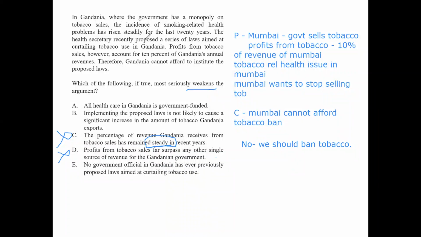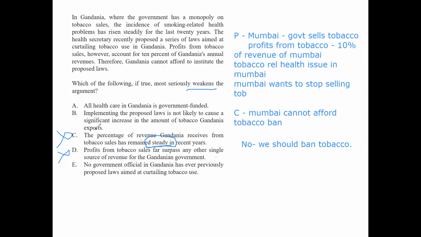Okay, so it's probably B then, because if we are implementing laws, then the amount of money that's coming in via exports also does not change. Implementing the proposed laws is not likely to cause a significant increase in the amount of tobacco exports. So what is the logic behind that? Whether it increases the exports or doesn't increase the exports, it doesn't impact. Okay, I'll give one more example to you.